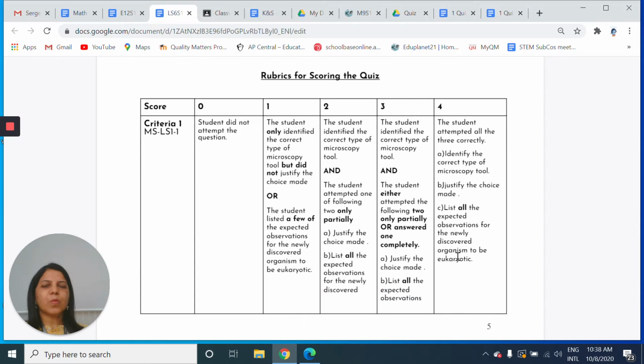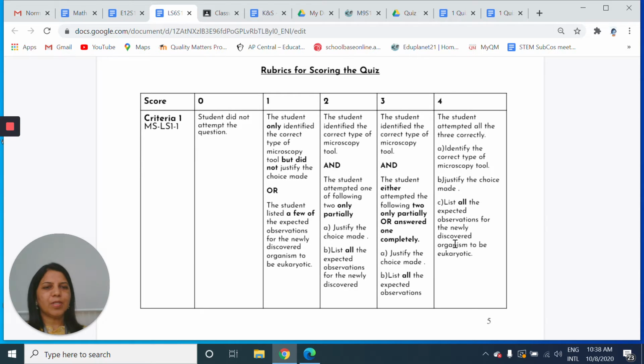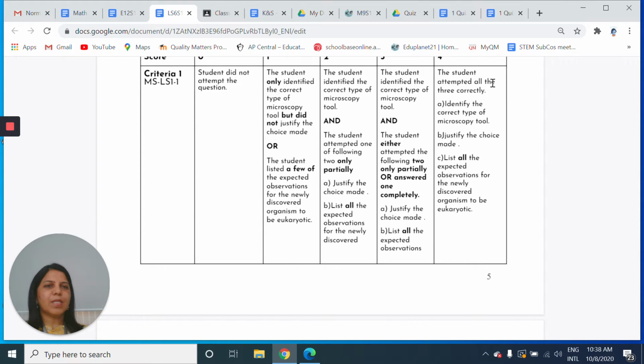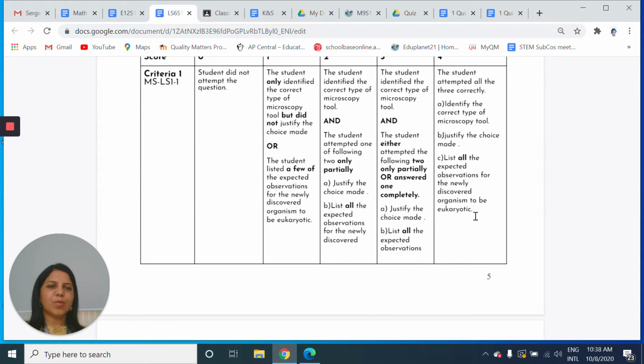Okay, so now how is this scored? Using this rubric, which has a scale from 0 to 4. The rubric, if you see, is actually the breaking down of the knowledge into smaller components as well as the skill. So if the student has attempted all the three parts correctly, which is identifying the correct type of microscopic tool, justifying the choice made, and listing all the expected observations, this is the knowledge and the skill broken down.